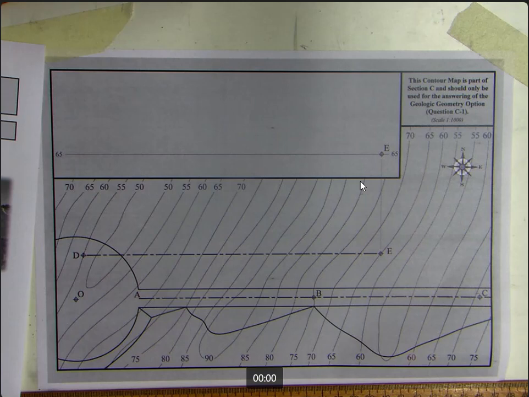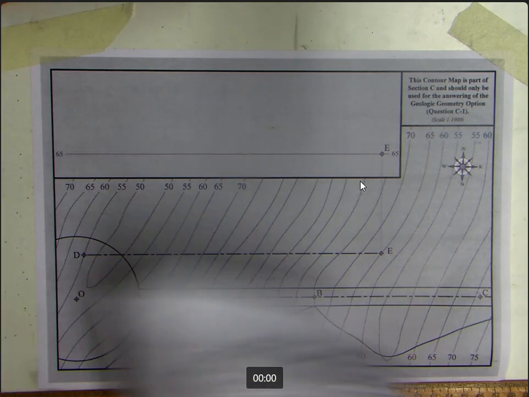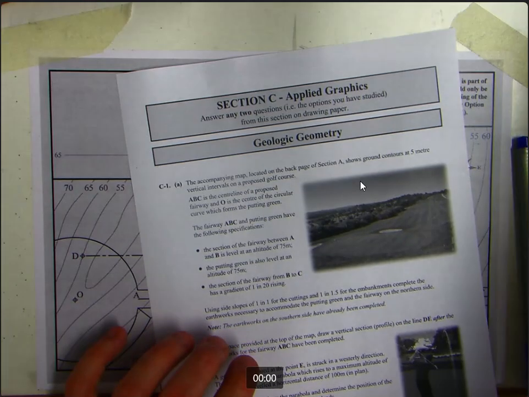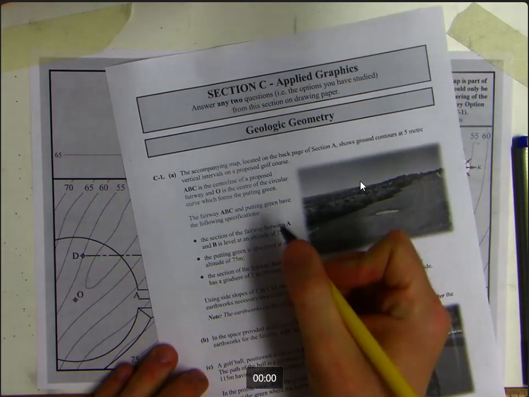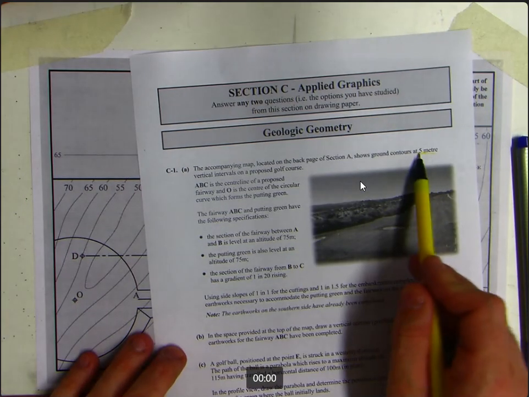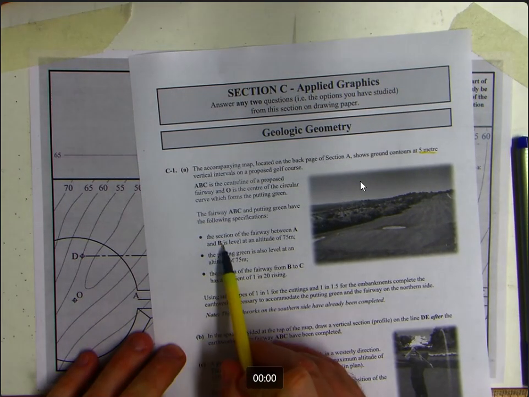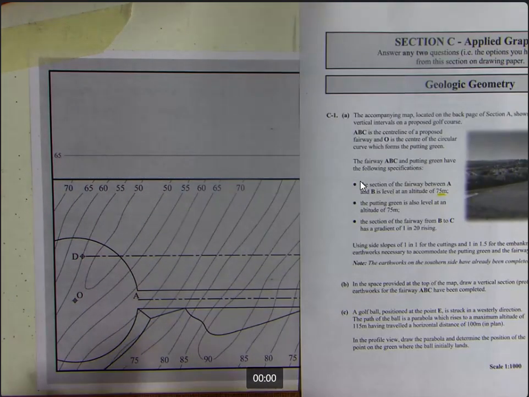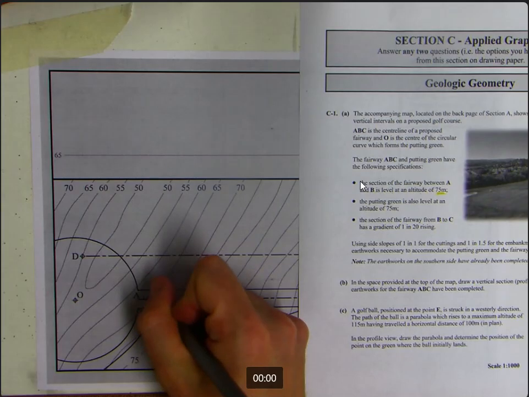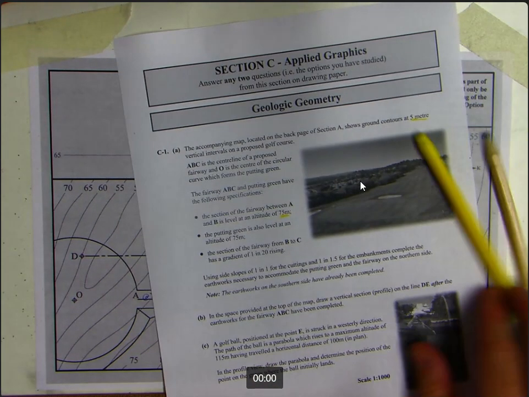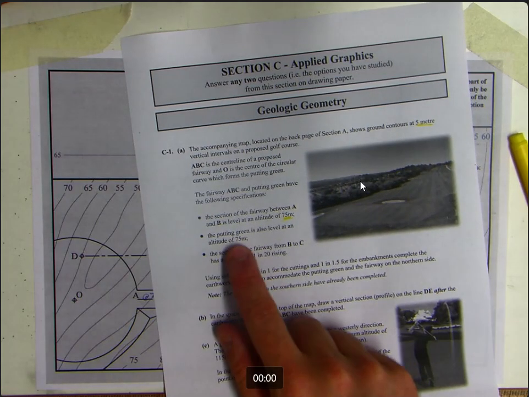Okay, so we just bring the noise level down a bit so I can do this video. We have our map here now, and what we're looking at is a fairway. The contours are 5 meters. The fairway between level A and B is level at an altitude of 75. So I'm going to put that on the map. That's 75 meters.